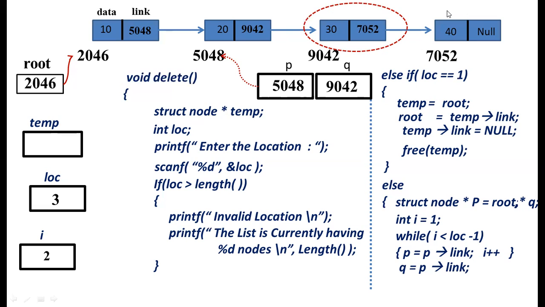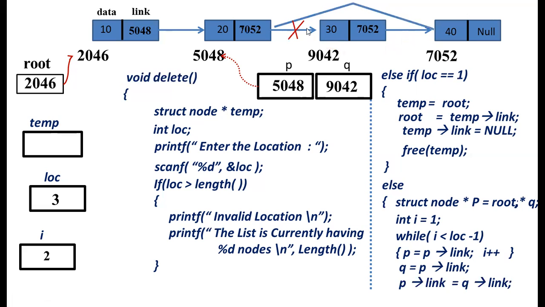What is this? That is the address of Q2 link. So Q2 link value is 7052. So here I am placing the P2 link value as the Q2 link value. So this connection will go from here to here, and this link will be lost.